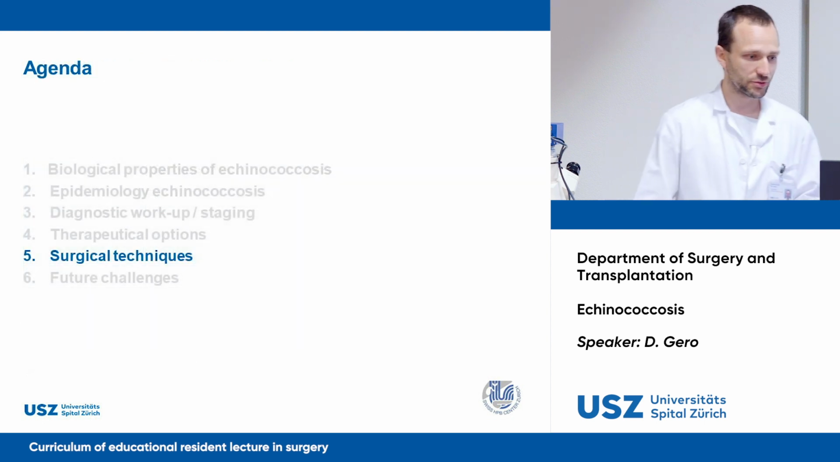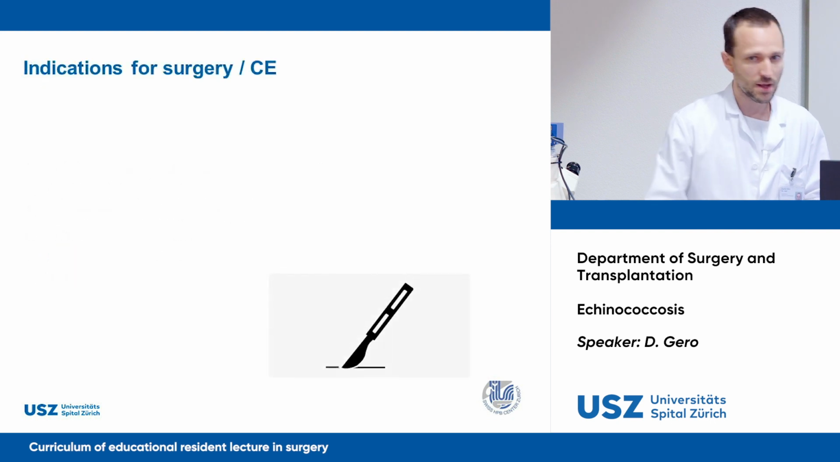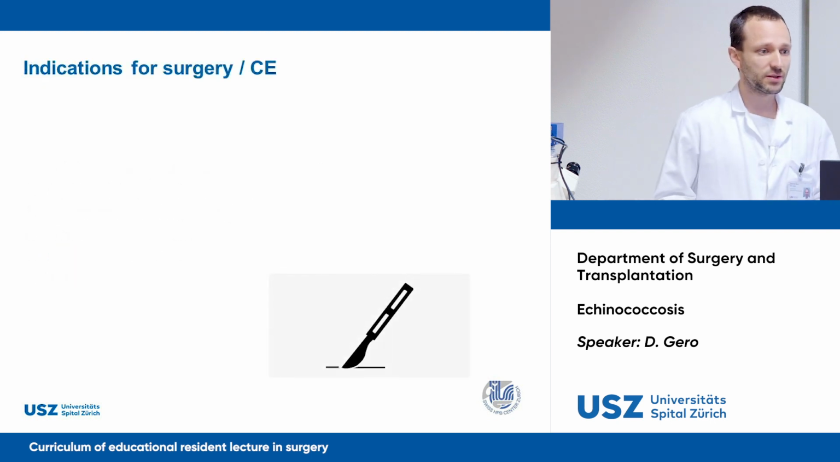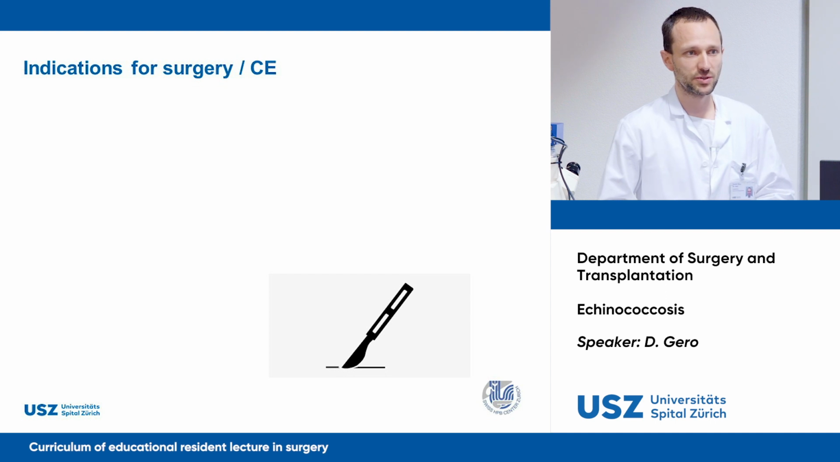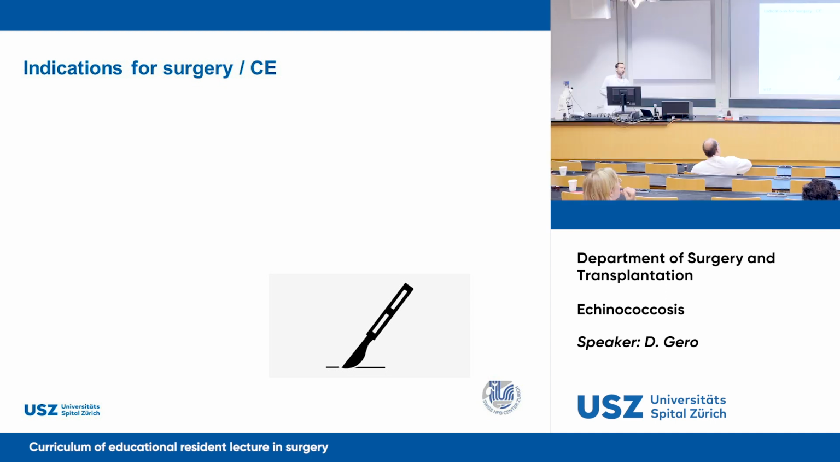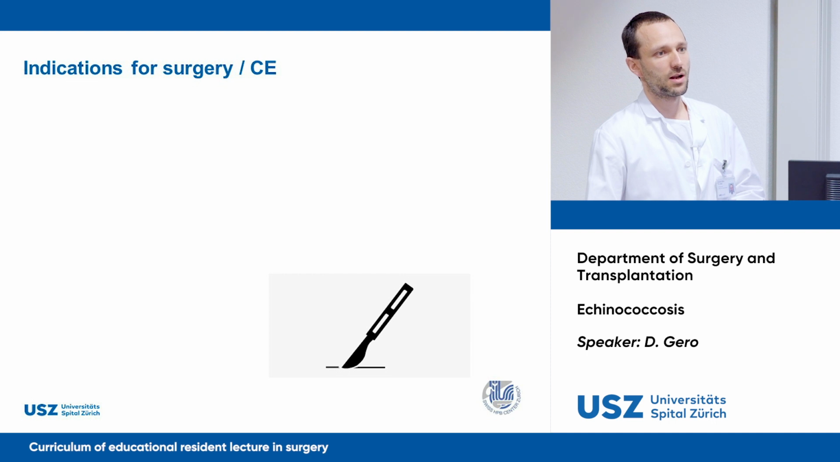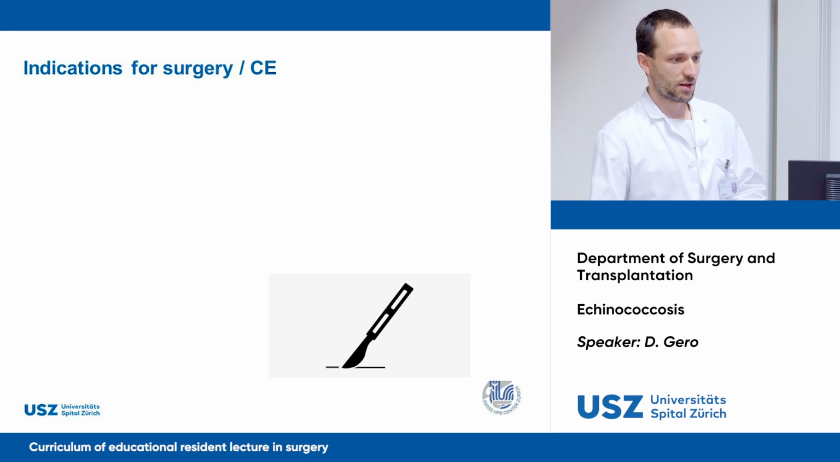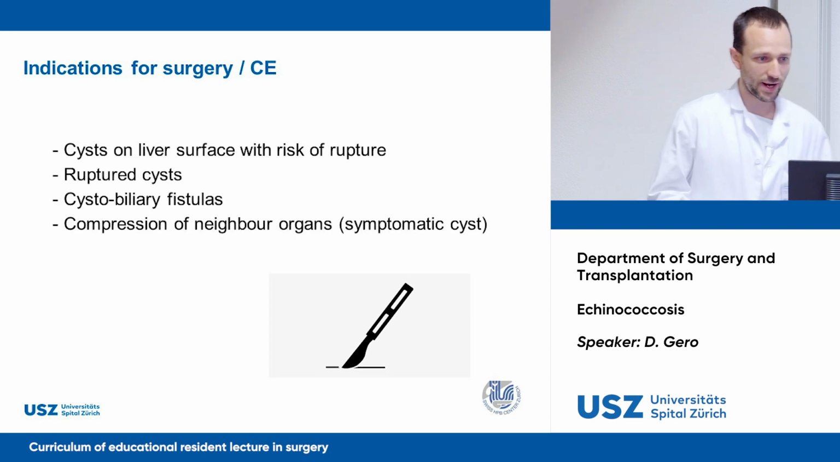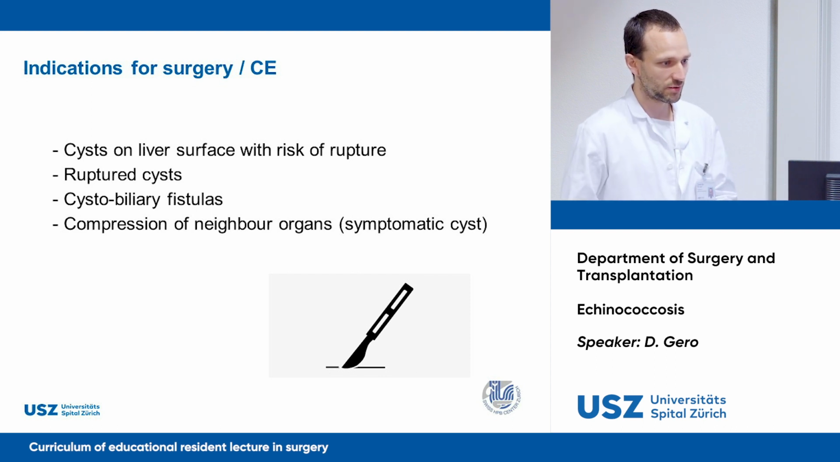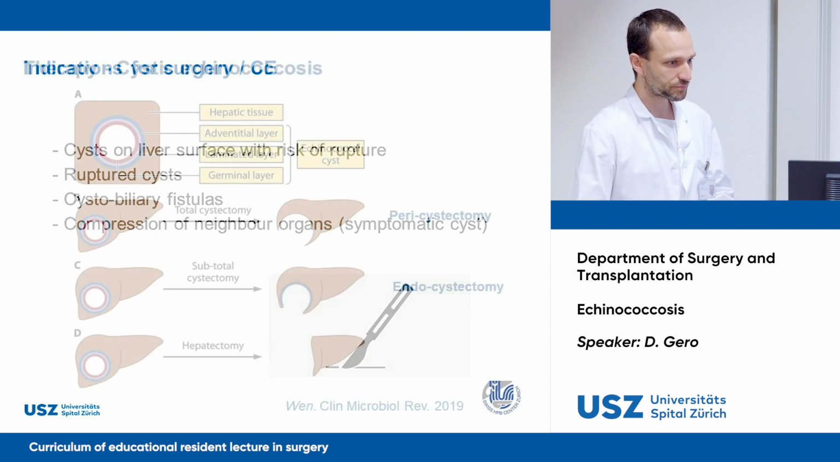Now I'd like to focus on the surgical techniques. I would like to ask first, what are the frequent indications for surgery for cystic echinococcosis? I guess maybe a cyst on the liver surface with risk of rupture, or maybe a ruptured cyst, or cystobiliary fistulas, or maybe compression of neighboring organs. Yeah, that's correct. So these are frequent indications for surgery.